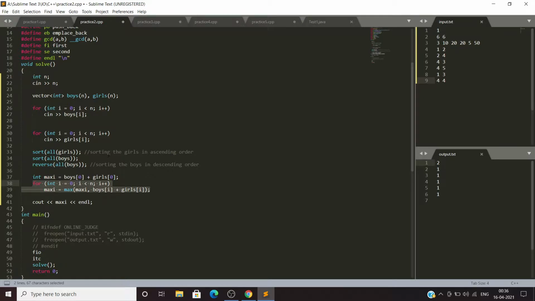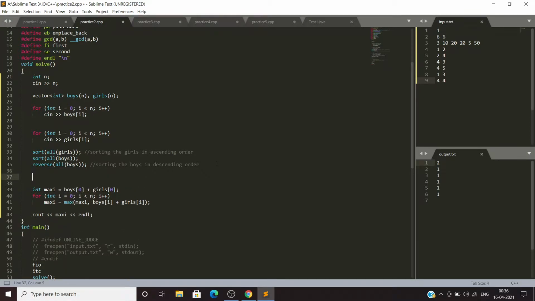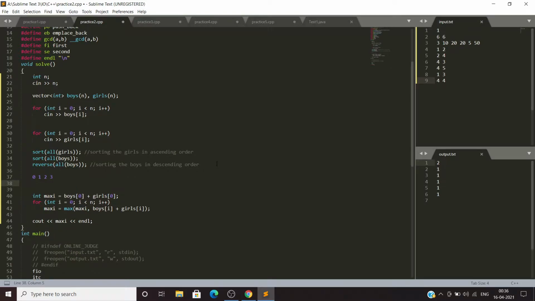What I'm saying is, suppose the girls are 0 1 2 3, and if we sort the boys in descending order like 3 2 1 0, then we can see that for every girl's minimum we are getting the maximum. So we are putting a maximum plus a minimum to reduce the likeness value. So let's run this.